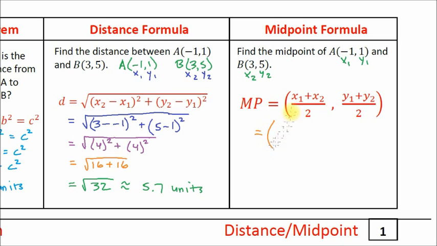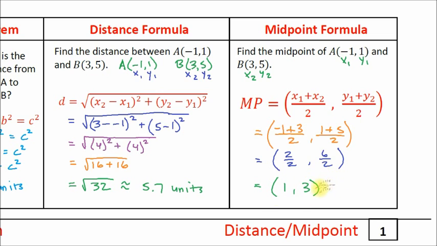Let's plug in our values. x sub 1 is negative 1 plus x sub 2, which is 3, over 2, and then y sub 1, which is 1, plus y sub 2, which is 5, over 2. Let's simplify that. Negative 1 plus 3 is positive 2 over 2. 1 plus 5 is 6 over 2. And we can simplify that one step further. 2 divided by 2 is 1. 6 divided by 2 is 3. And there's our midpoint, 1, 3.